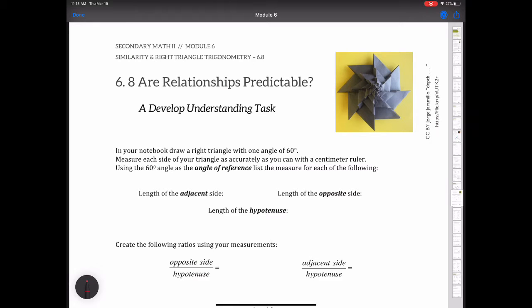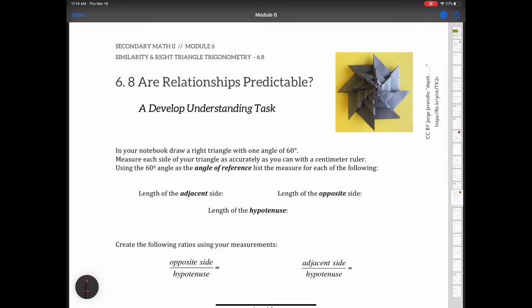Alrighty, we are going to look at the relationships between angles in a right triangle. In your notebook or on a scratch piece of paper, draw a right triangle with one angle of 60 degrees. You're going to need to use a protractor as well. Then measure each side of your triangle as accurately as you can with a centimeter ruler, using the 60-degree angle as the angle of reference.